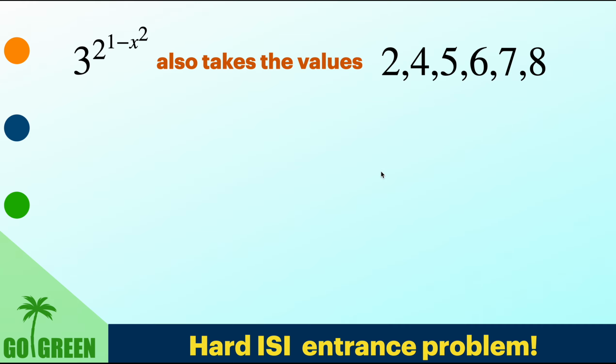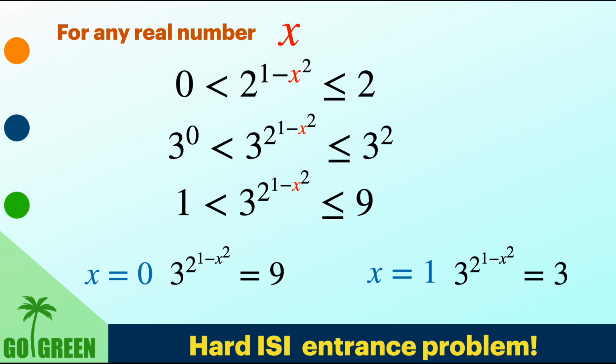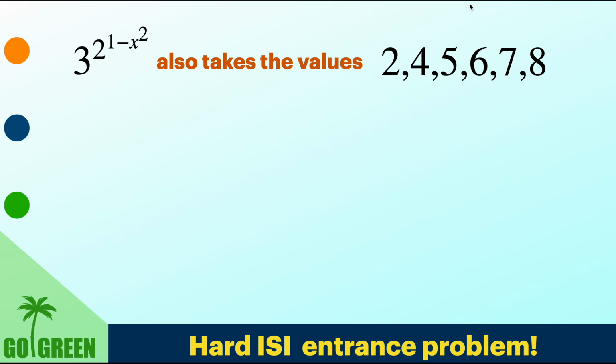Basically the other integer numbers which are strictly bigger than 1, because this expression is always strictly bigger than 1 by this calculation. And it is less than or equal to 9, and there are only these integers left. 3 we have seen is taken, and 4, 5, 6, 7, 8, and 9 is also taken, right? So what about these remaining numbers? My claim is that this expression does take all these values.